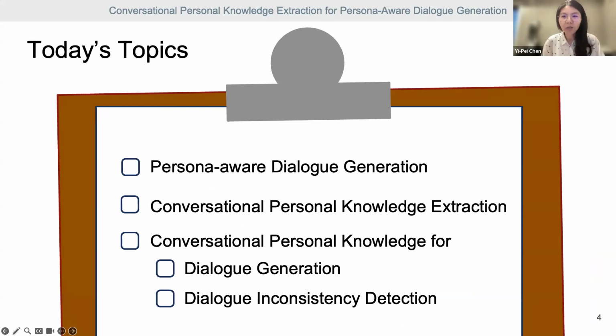So in this talk, I'll first introduce the persona, what is persona-aware dialogue generation, and I'm going to talk about what the task is, since you may not know what a persona is, how to evaluate the dialogue systems, and what the current challenges are. And then I'll introduce our proposal of conversational personal knowledge extraction to address some of the challenges. After that, I will introduce how to use the conversational personal knowledge to improve the quality of dialogue generation and to detect dialogue inconsistency, especially in multi-agent dialogue.